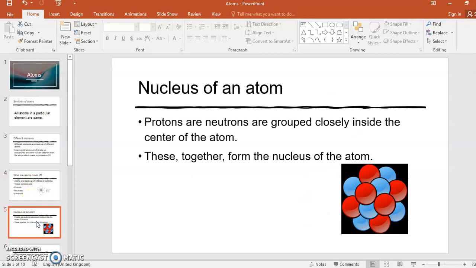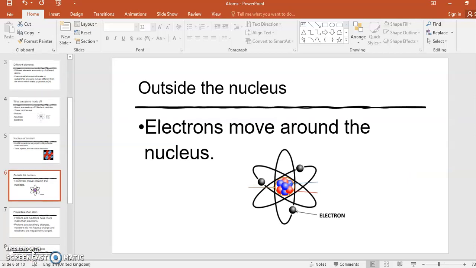Now see, we are now discussing the nucleus of an atom. Protons and neutrons are grouped closely inside the center of the atom, which is known as the nucleus. These together form the nucleus of an atom. So, the nucleus is the main part of an atom.